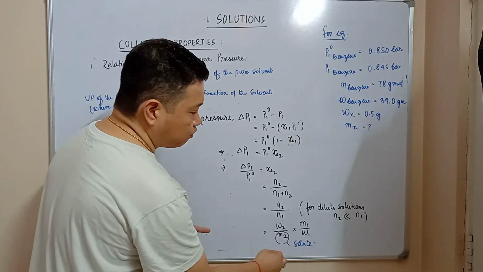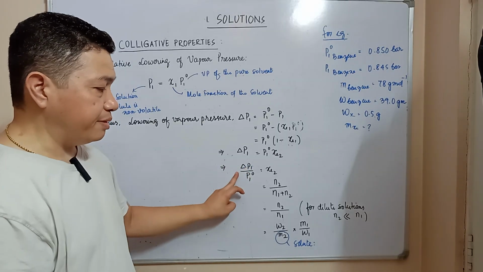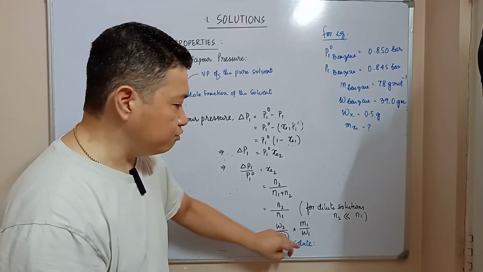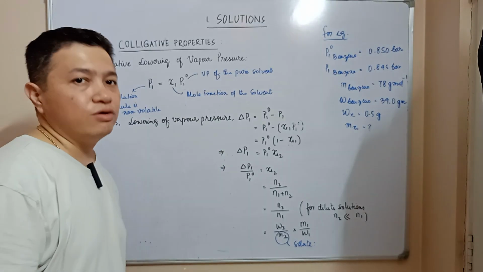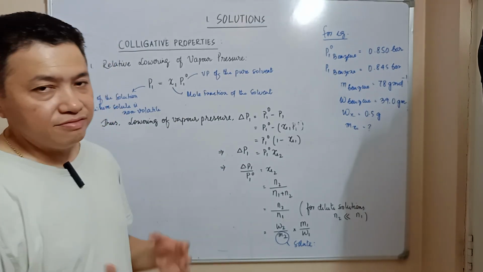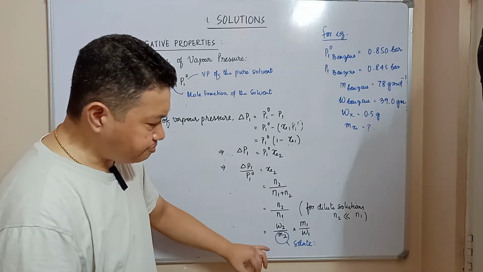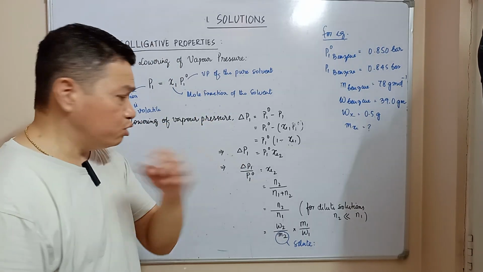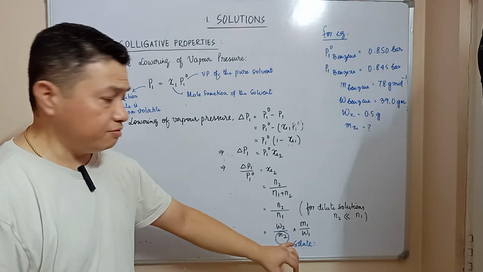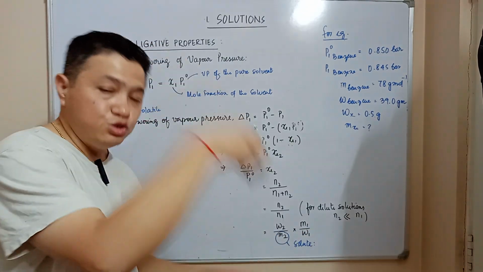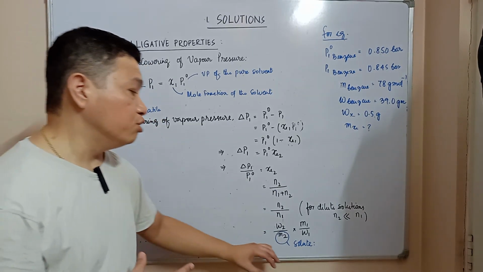So of these four quantities, if three are known, one can be calculated, provided you know the relative lowering of vapor pressure, measured through whatever instruments or devices. If it is an unknown solid that you're dissolving, and you know the molar mass of the solvent, the weight of the solvent, and how much solid you have dissolved, you can calculate the molar mass of the solid.